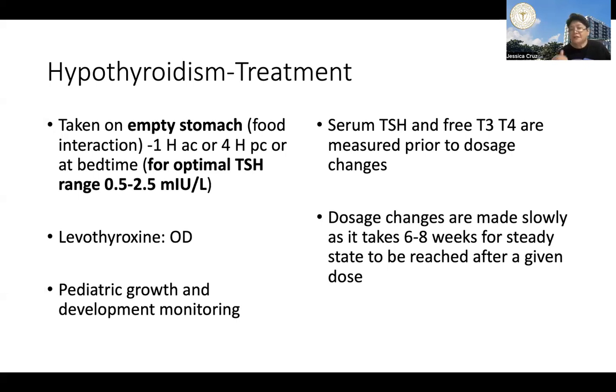It is very important that dosage changes are made slowly because steady state is not reached immediately. It takes about 6 to 8 weeks to reach a steady state after each dose. So if it is not yet at steady state and you change the dose, that will give you false information that the therapeutic levels are already adequate. It's not yet steady state. So you should wait 6 to 8 weeks before you think of altering the dose of your patients.